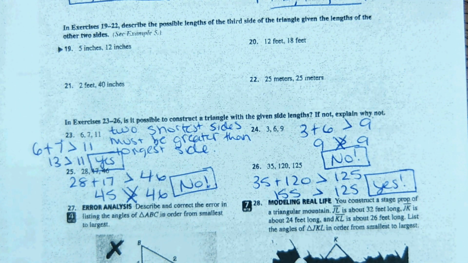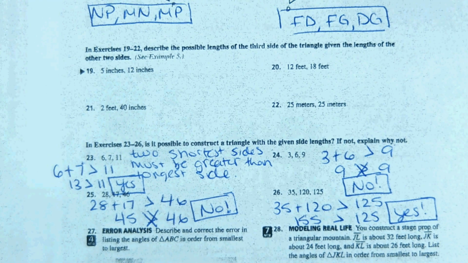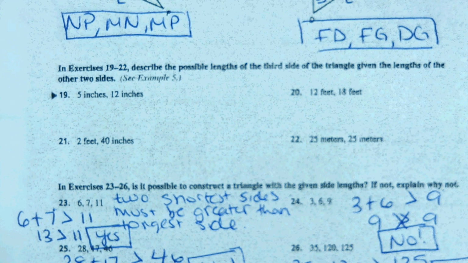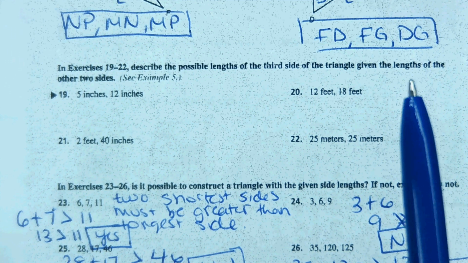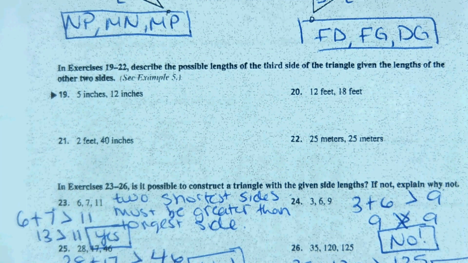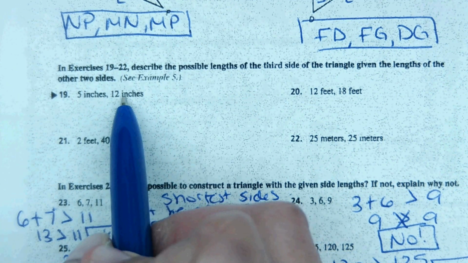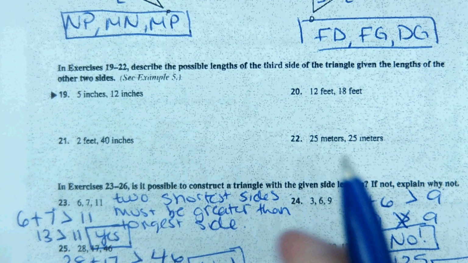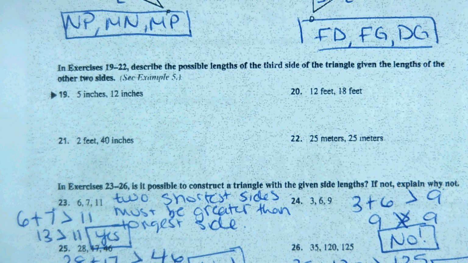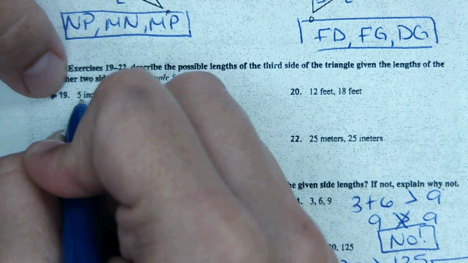Then going back to 19 through 22. This can be tricky for some of you, but I'm going to try to make it as straightforward as possible. So here it says, describe the possible lengths of the third side of the triangle given the lengths of the other two sides. So it gives us two sides. It doesn't say whether these are the two shortest sides or not. So 5 is obviously one of the two shorter sides, but we don't know if this is the longest side. So we're going to have to actually do two inequalities here.